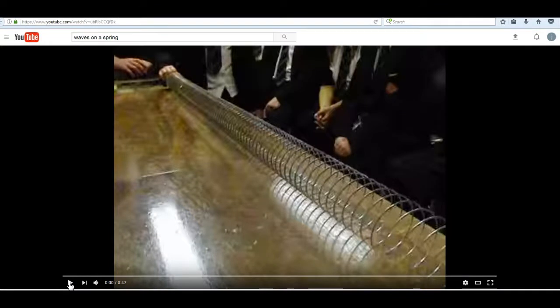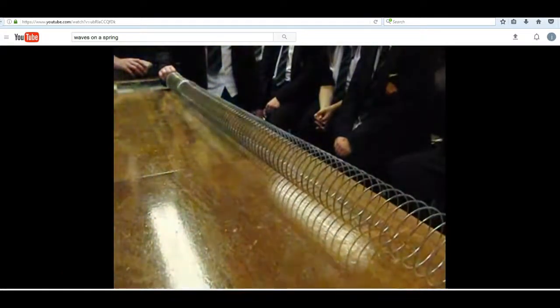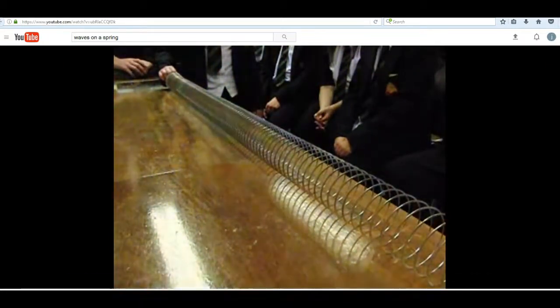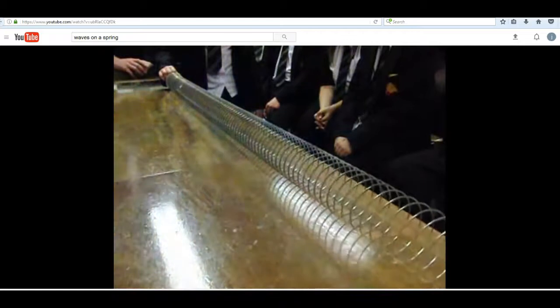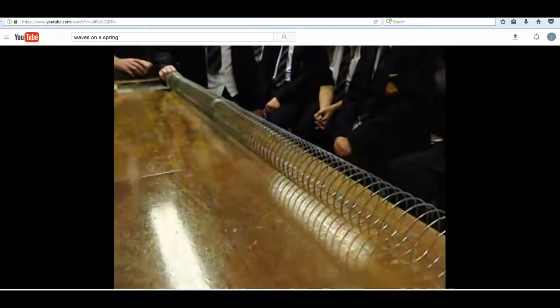Here's a real slinky, and we're going to show a slow-mo video of a compression traveling through. This is a single compression pulse traveling from one end to the next. And you can see it kind of bounces back, but it loses energy. That energy loss is what we call damping, and it can happen in longitudinal waves too.